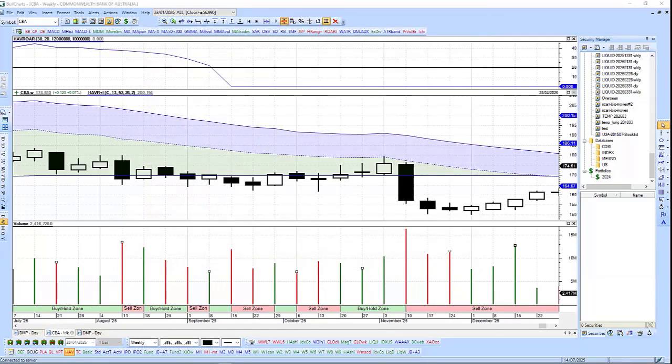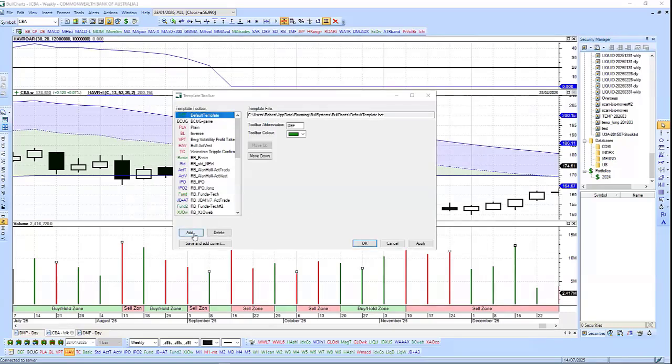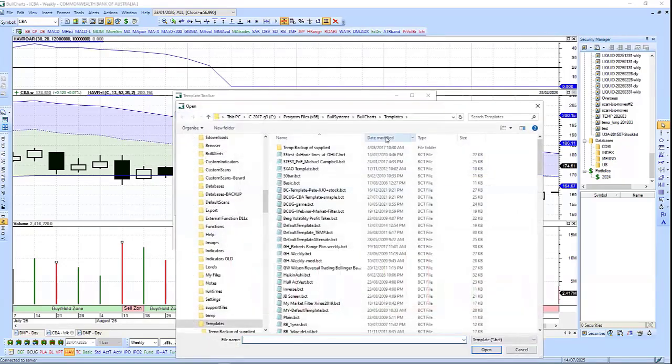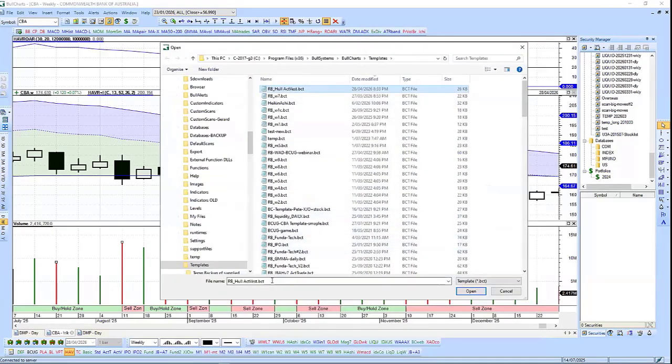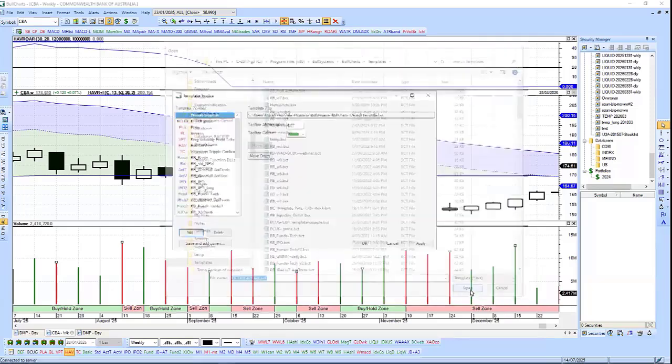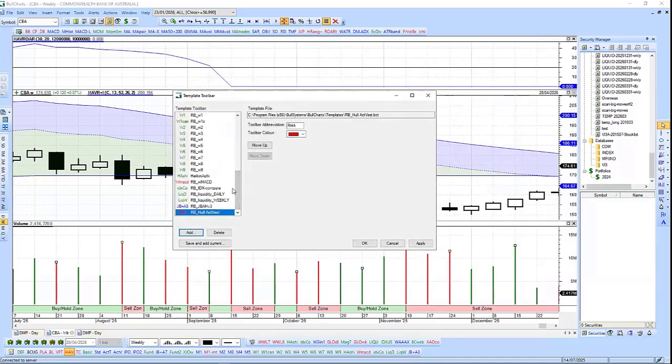Go to Customise Template. Now that'll probably come up on my other window. There it is. It's hiding again. I can add, sort this by modified. There's the latest one I just created. RB Whole Act Vest. Click on Open. That gets added to the bottom.